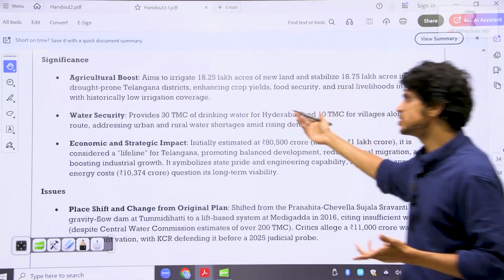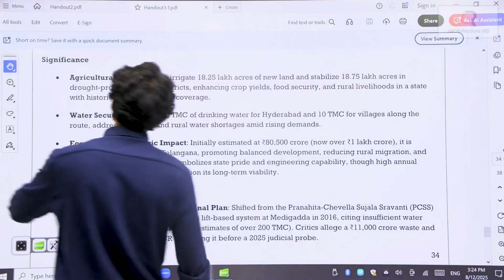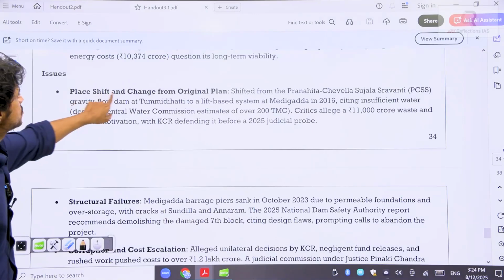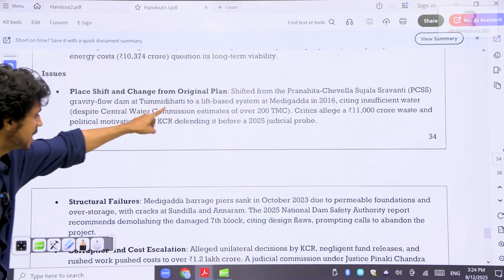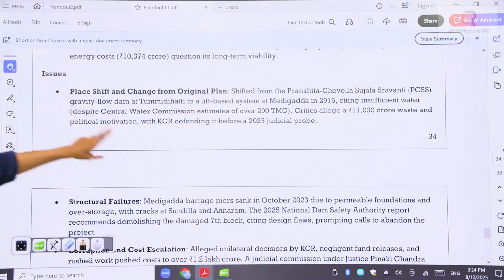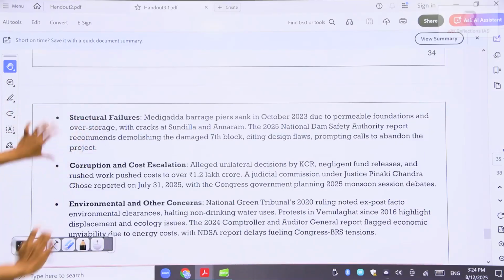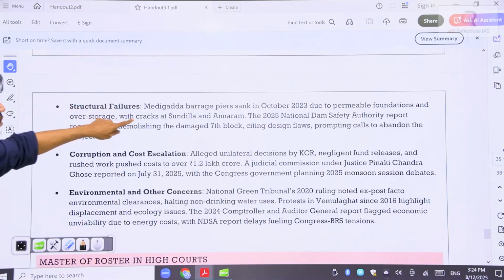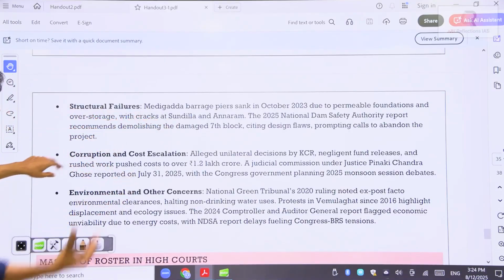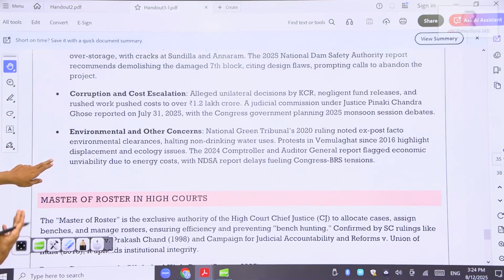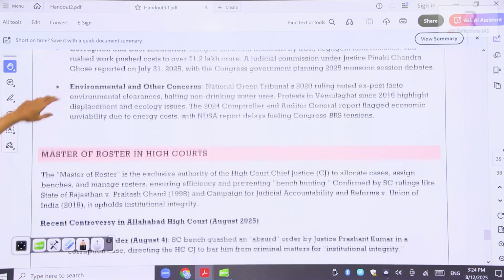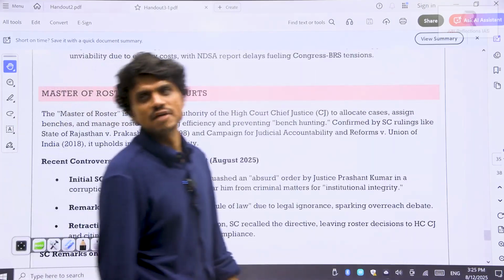So significance, generally all these things are not that difficult: economic purposes, water, agriculture. See, issues: place shift from the original plan, shifted from the Pranahita Chevella Sujala Sravanti gravity flow dam at Tummidihatti to a different place, citing insufficient water in that area. So they want a judicial probe, but we need to understand this thing. Then structural failures, which we have discussed; that area has developed cracks. Then cost escalation, and we have also seen a lot of people getting displaced, and it was passed without even involving the entire cabinet in the discussion. Okay, so that is in the news. Just have an idea.